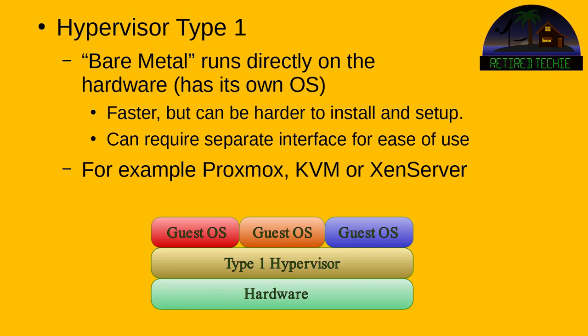Let's talk about hypervisors. As we said earlier, VirtualBox is a Type 2 hypervisor. That implies there's a Type 1 hypervisor. Type 1 hypervisors are what is known as bare metal. They run directly on your hardware. Basically, a Type 1 hypervisor has its own operating system built in and doesn't need an external operating system. This makes it faster than a Type 2 hypervisor, but it can require a separate interface and it can be a little bit more complicated to set up. Examples of a Type 1 hypervisor are Proxmox, KVM, and Xen Server. If you look at the graphic below, you see we have the hardware layer, the Type 1 hypervisor, and then our multiple guest OSs residing on top of that.